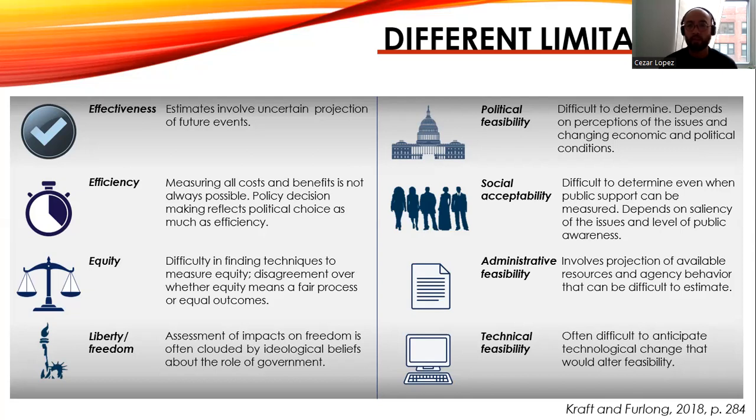Political feasibility: it's difficult to determine. It depends on perceptions of the issues and changing economic and political conditions. Social acceptability: it's difficult to determine when public support can be measured. It depends on saliency of issues and the level of public awareness. Administrative feasibility: this involves the projection of available resources and agency behavior that can be difficult to estimate. And technical feasibility: it's often difficult to anticipate technological change that would alter feasibility.